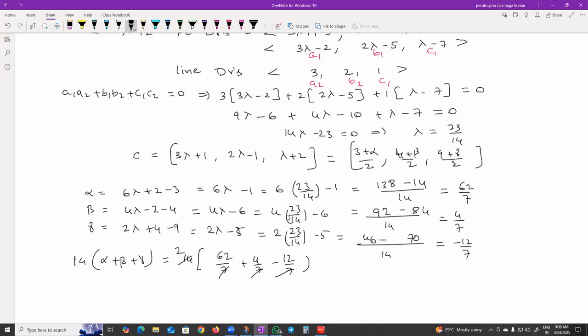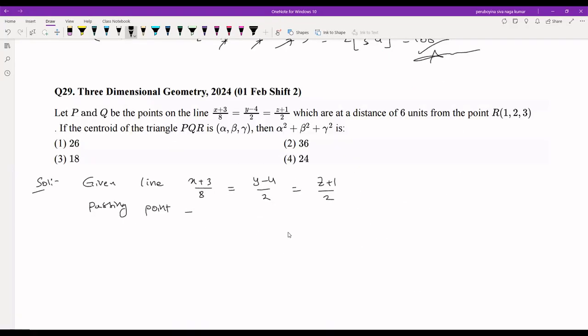Okay, you can cancel 2 times. 2 times of 62 is 124... so 66 minus 12. How much is it? 54. Of course, 108. The passing point is minus 3, 4, minus 1, and if you see the DRs, they are 8, comma 2, comma 2.